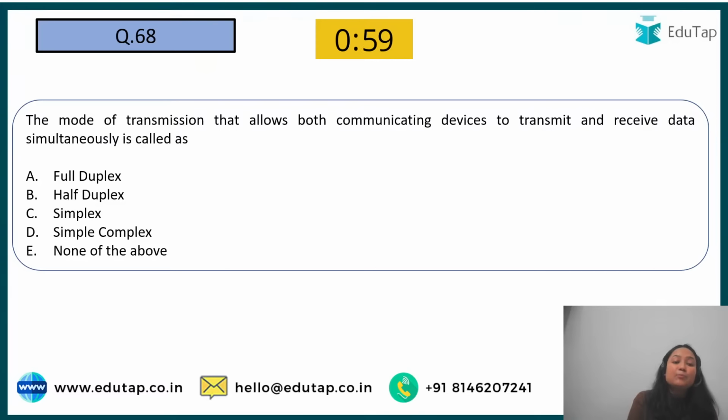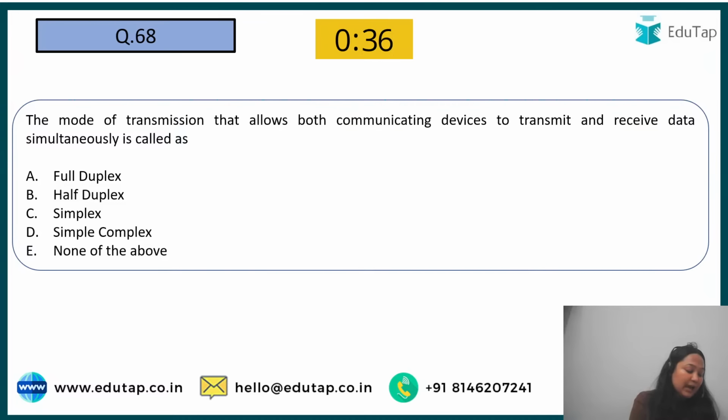Next, the mode of transmission that allows both communicating devices to transmit and receive data simultaneously is called what? Full duplex, half duplex, simplex, simple complex, and none of the above. Look, simple complex is not a thing. There are three modes of communication. It is simplex, half duplex and full duplex.